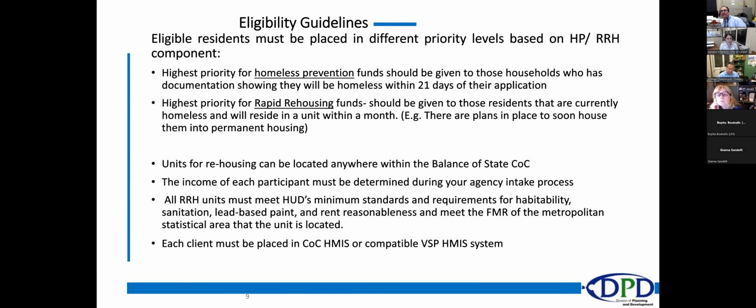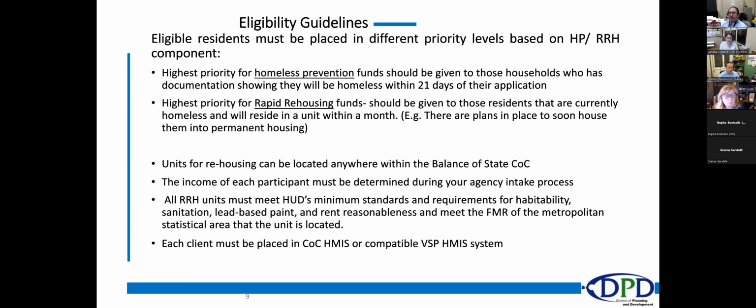This is where it gets a little bit more nuanced with the definition by HUD. Homeless prevention, when we talk about at risk of homelessness, basically means that within 21 days of when they apply, the person's literally going to be out on the street. You could use documentation like a 14-day notice or the summary judgments that the courts provide. We would need documentation like that to determine that this person or family will be literally homeless within that time period.